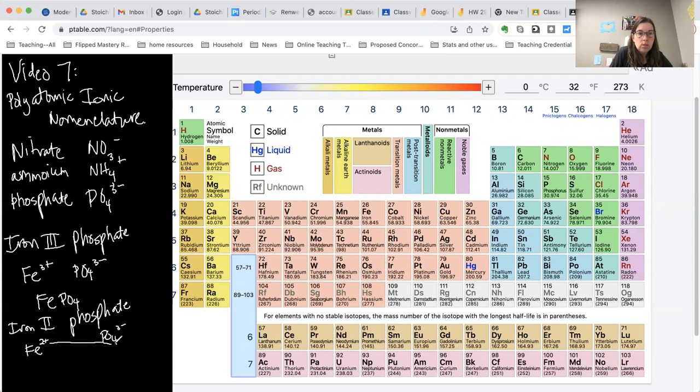So the +2 comes over here, the 3 comes over here, and we end up with Fe3 and then, in parentheses for the polyatomic ion, PO4 with a subscript 2. Okay, and that is the formula for this compound.